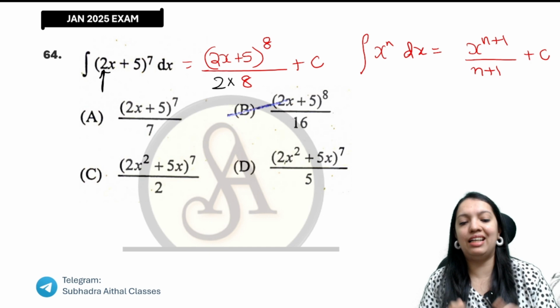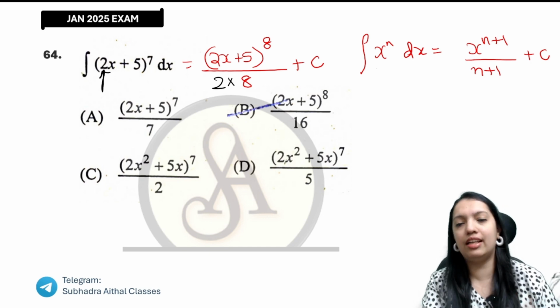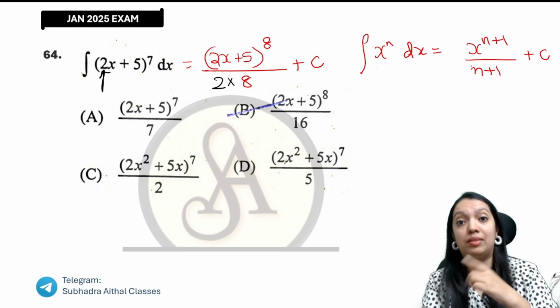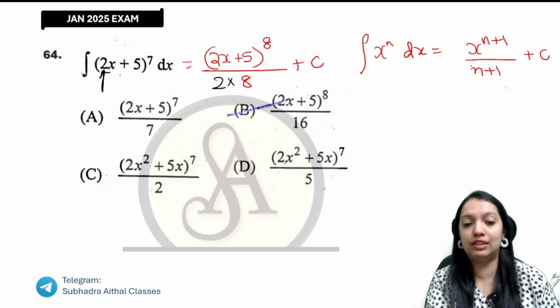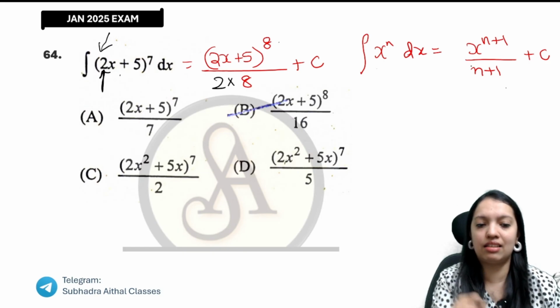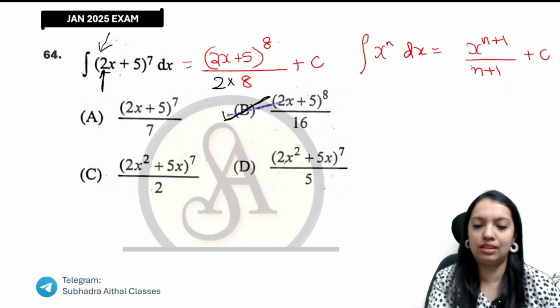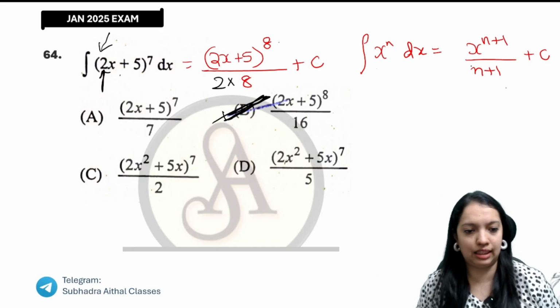Next, find integration of 2x plus 5, the whole power 7. Integration of x power n is x power n plus 1 by n plus 1. So integration of this will be the whole to the power 8 divided by 8. But this is a linear expression where 2 is multiplied, so take the 2 in the denominator. Your answer becomes the whole divided by 16.